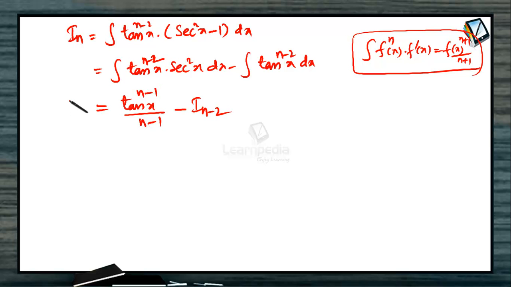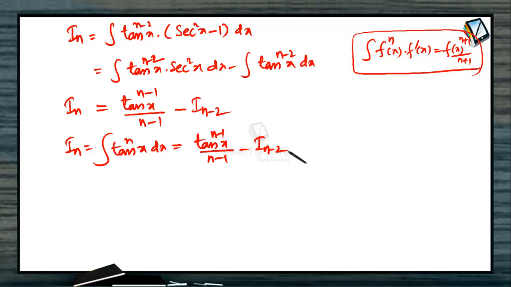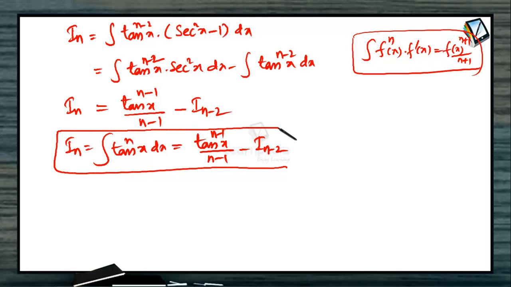So therefore here I_n is written as, that is I_n, the integral of tan^n x dx, is tan^(n-1)x by (n-1) minus I_(n-2), which will be the fourth reduction principle.